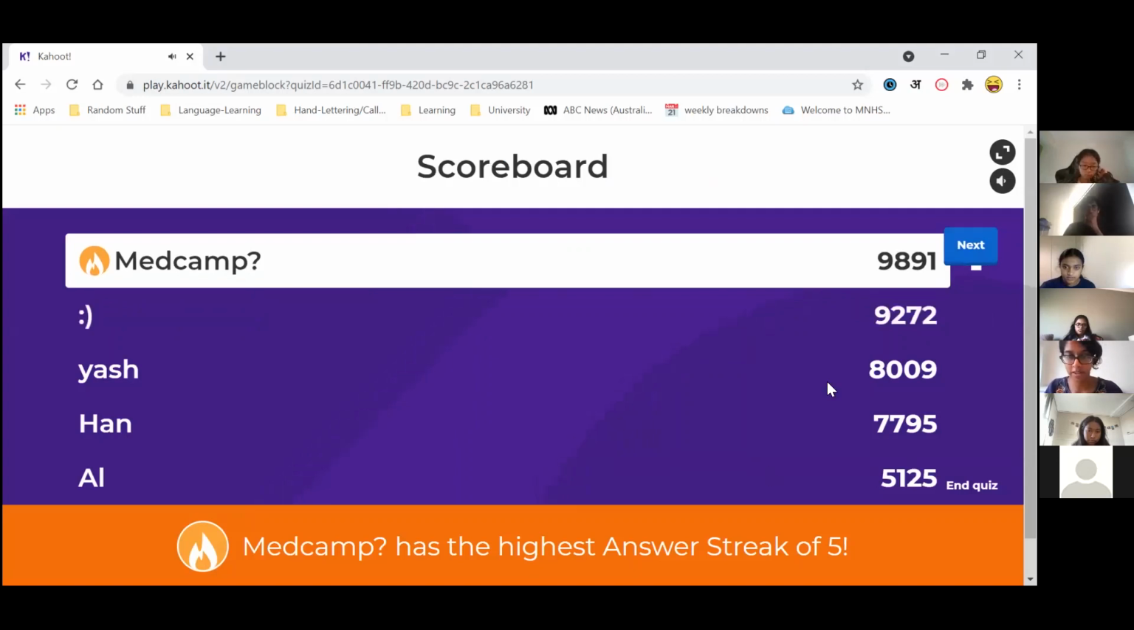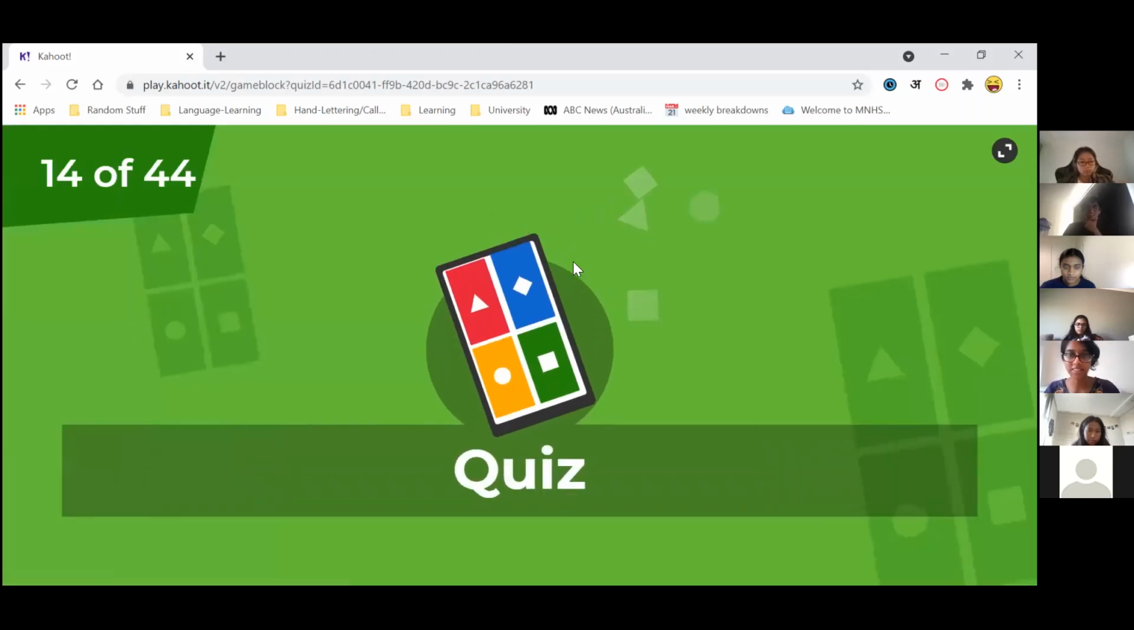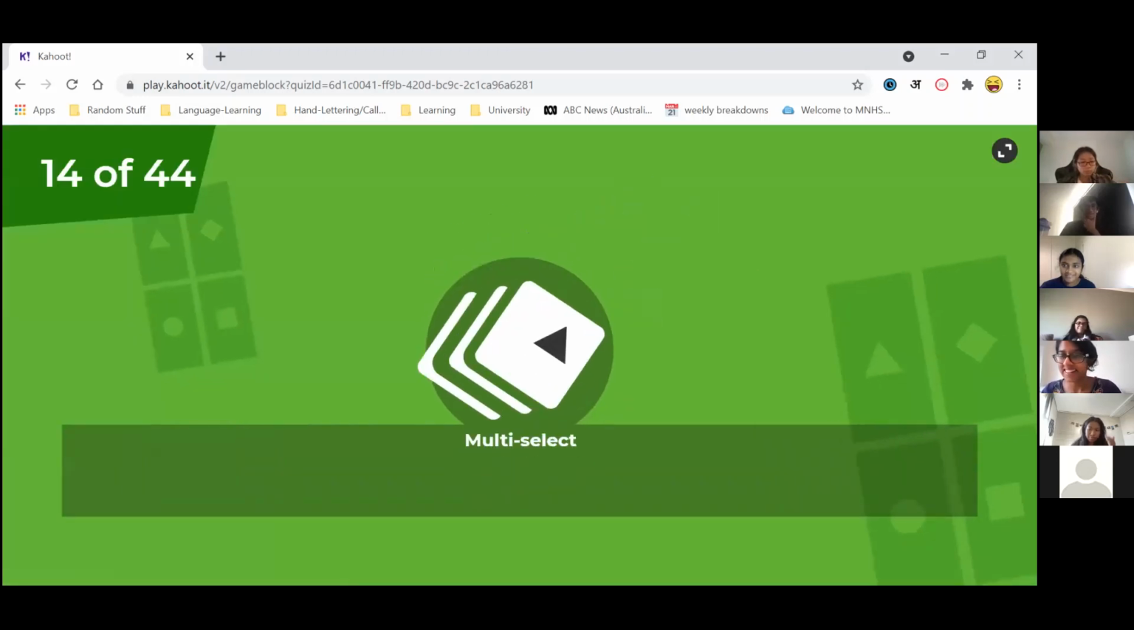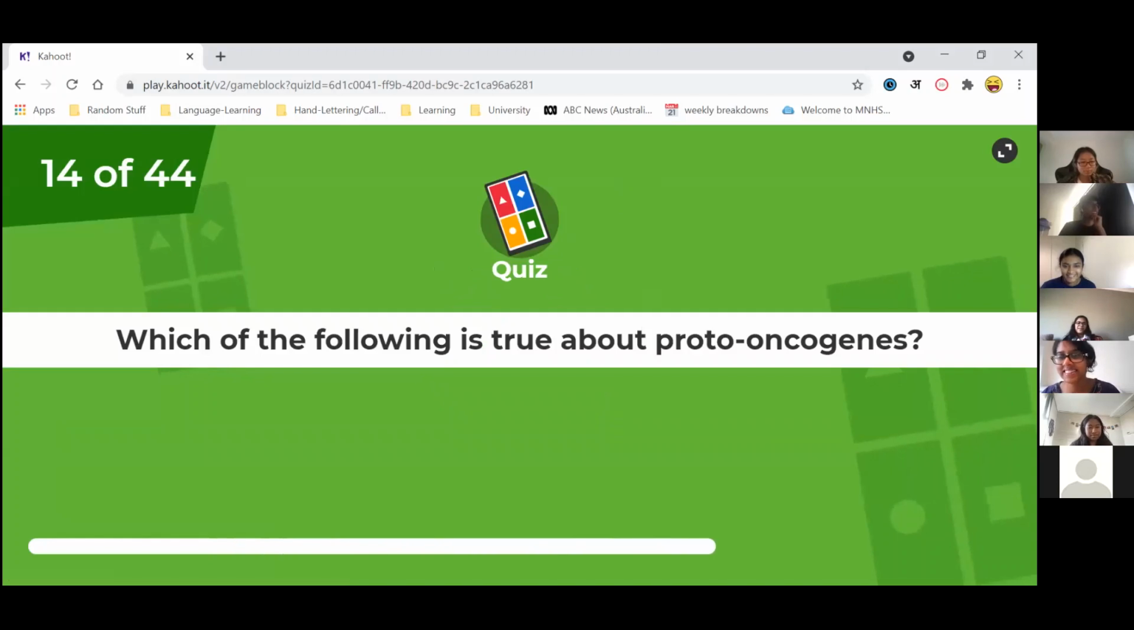And Medcamp is back on top with a streak of 5. Really close. Is Ash Medcamp? I wish.